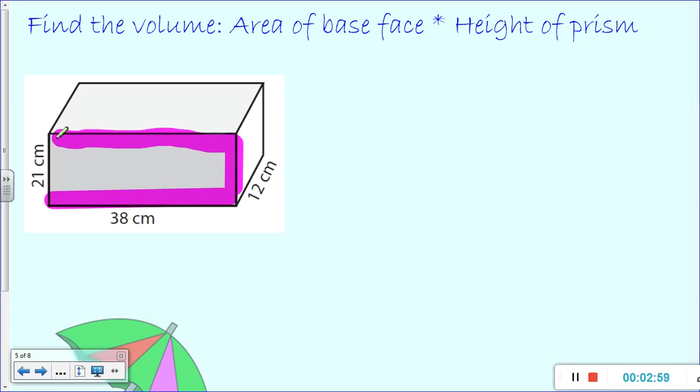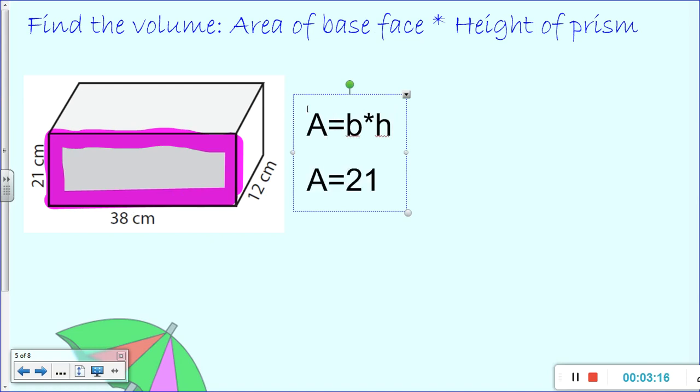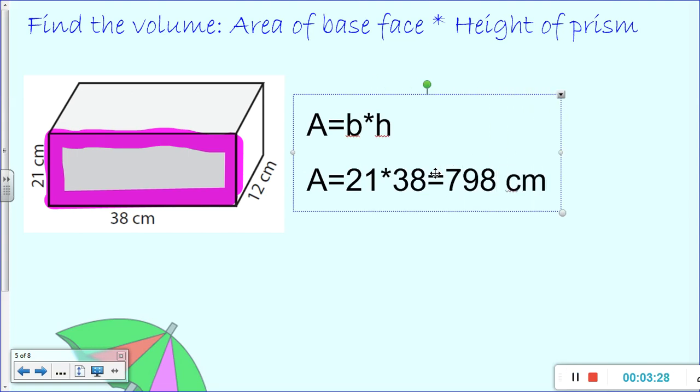Here we go. This front face that I just put in a little bit of that purple color is going to be my base face. I need to find the area of that. Because it's a rectangle, area is going to be the base times the height, or length times width. So I'm going to have to do 21 times 38. And again, the magic of my calculator off screen that you don't see, 21 times 38 is 798. So this would be square centimeters, because I just found the area.